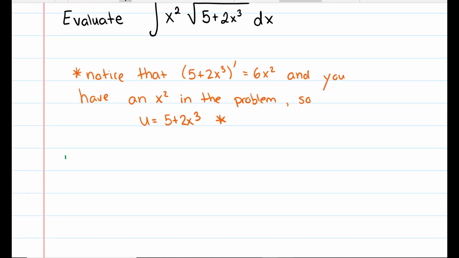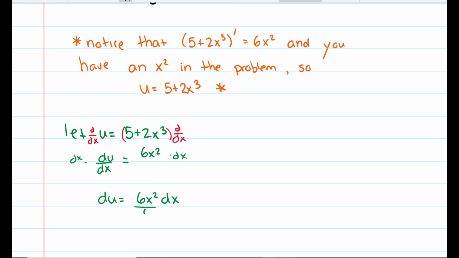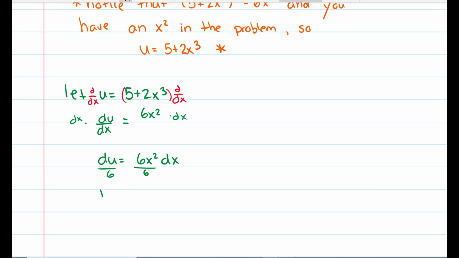So doing that, letting u equal 5 plus 2x cubed, we take the derivative with respect to x to both sides, and we're going to get du dx is equal to 6x squared. Now our goal is to get x squared dx on one side. So I'm going to multiply both sides by dx, and I get du is equal to 6x squared dx. Then I'm going to divide both sides by 6, and I'm going to get 1/6 du is equal to x squared dx. So this is going to be our u sub.